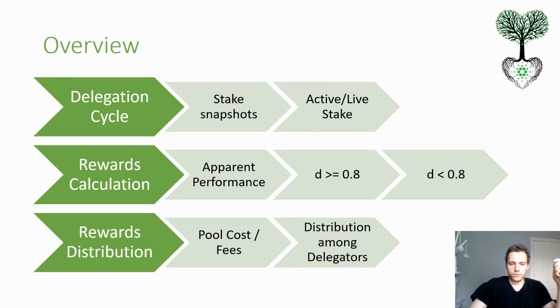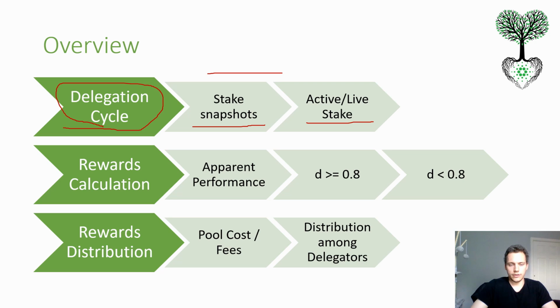So what I want to cover is the delegation cycle. Well, this should really be somewhere over here, because it includes everything that's listed below it. Okay, first I want to talk about the stake snapshots, so basically the difference between active and live stake, how they are related, and what each one means.